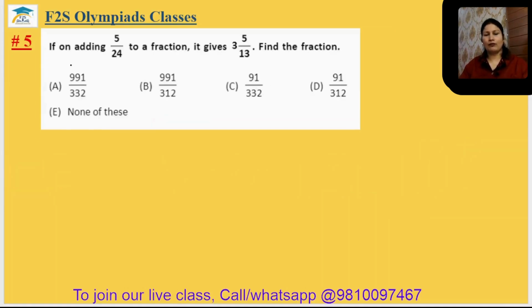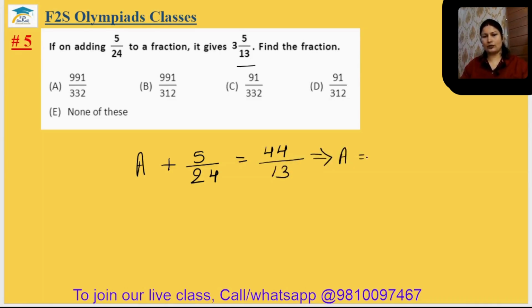Question number 5. If on adding 5 by 24 to a fraction, it gives this. Find the fraction. So on adding, suppose that A plus 5 by 24 equal to, I am just making it an improper fraction, 13 3s are 39. 39 plus 5, 44 by 13. So what will be A?